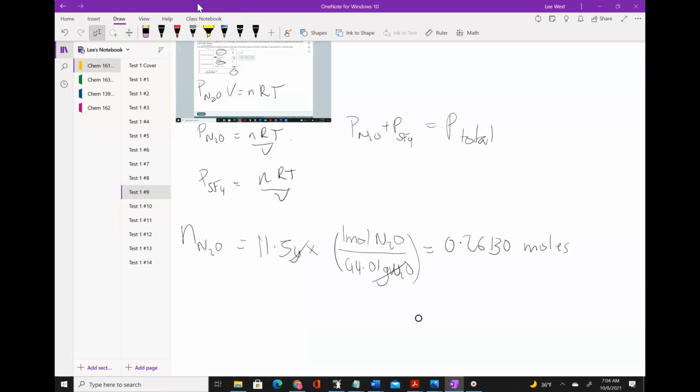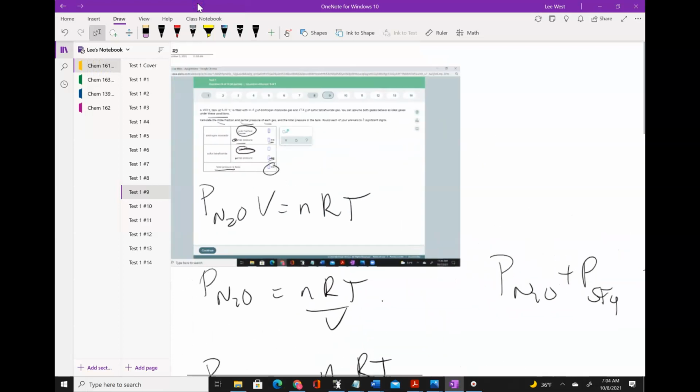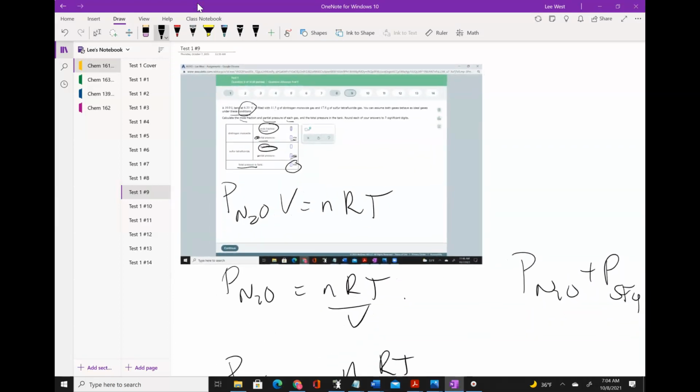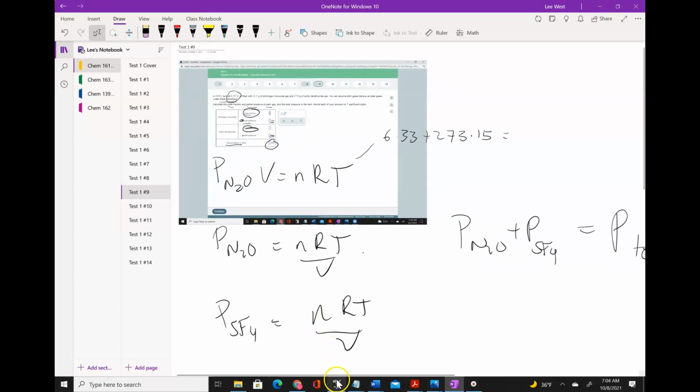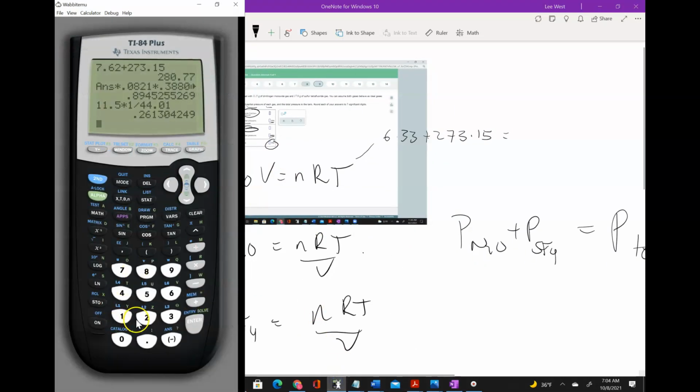Okay, so what's our temperature? Remembering our temperature has to be in Kelvin. It's 6.33, so 6.33 plus 273.15. It's tempting to do these things in your head, but I like to use the calculator every time just so I don't make an error.